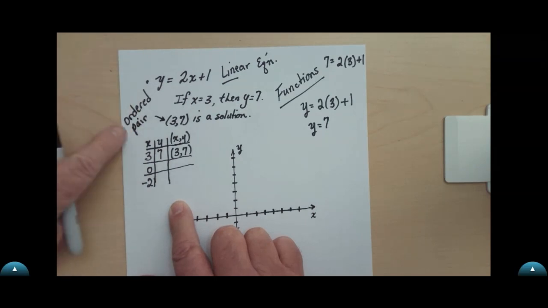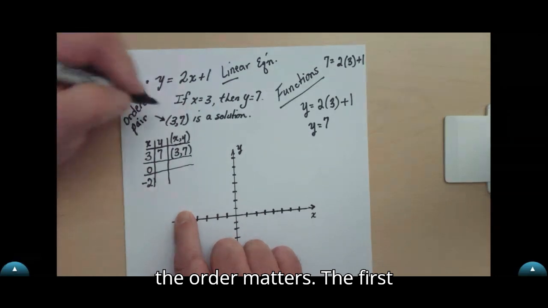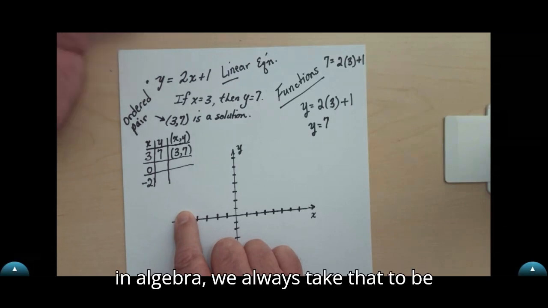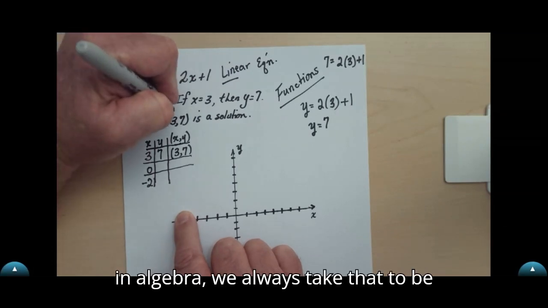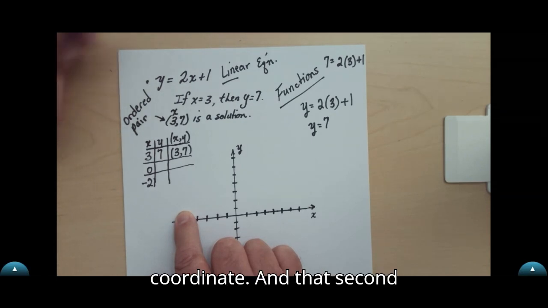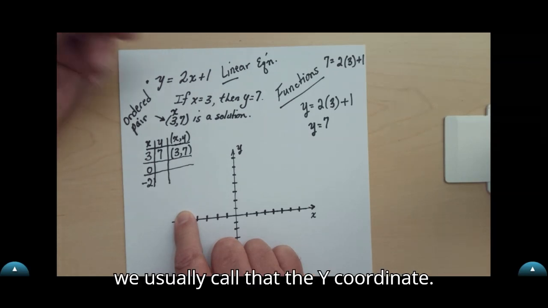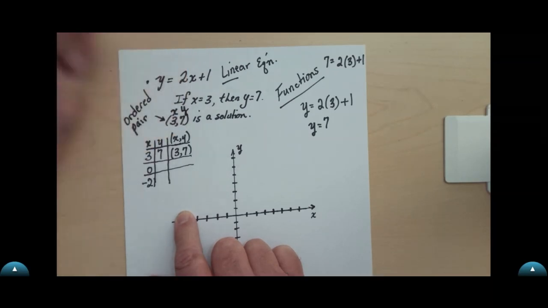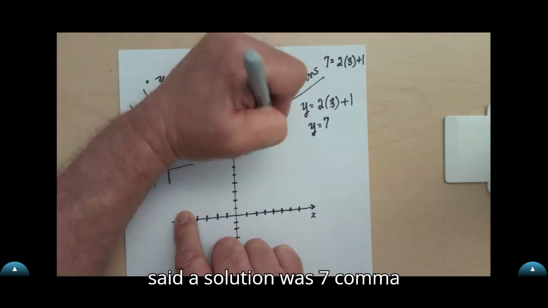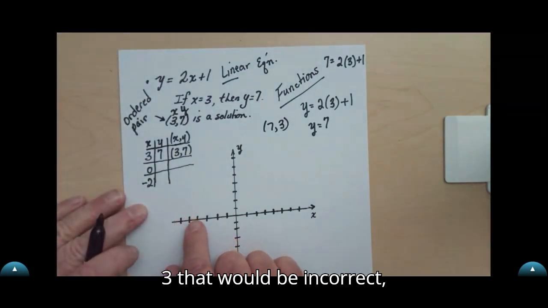And we call it an ordered pair because the order matters. The first coordinate of that ordered pair, 3, in algebra, we always take that to be the x value, the x coordinate. And that second number, 7, the second coordinate, we usually call that the y coordinate, represents y. So you can see that if I said a solution was 7, 3, that would be incorrect, right?